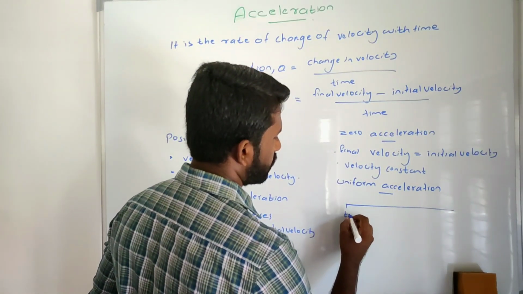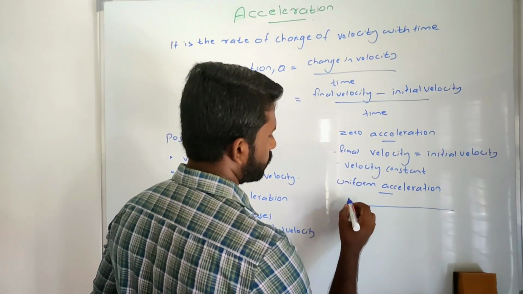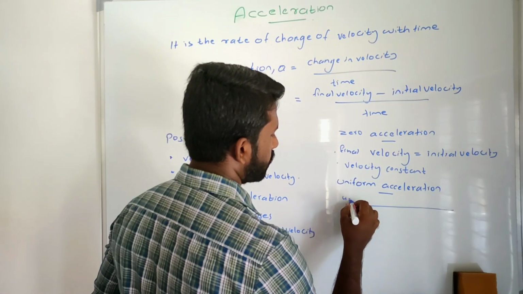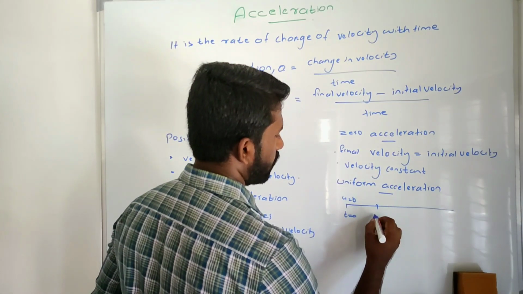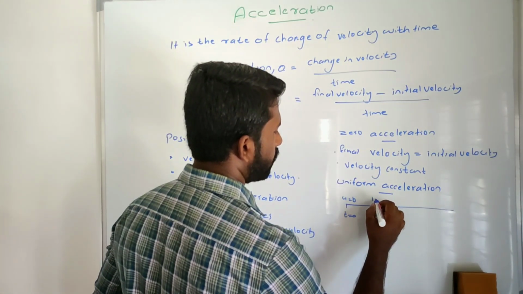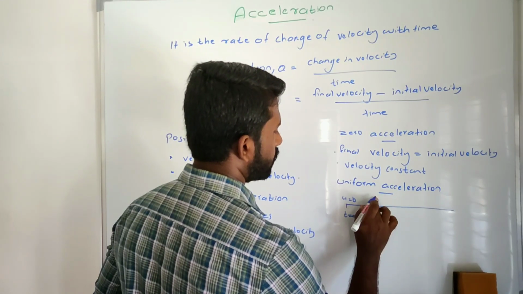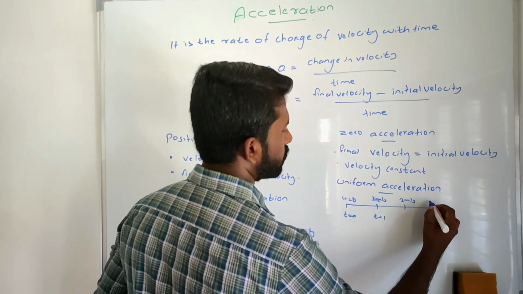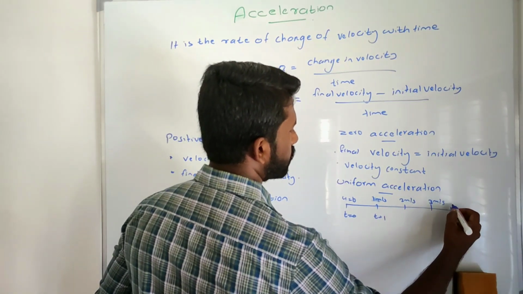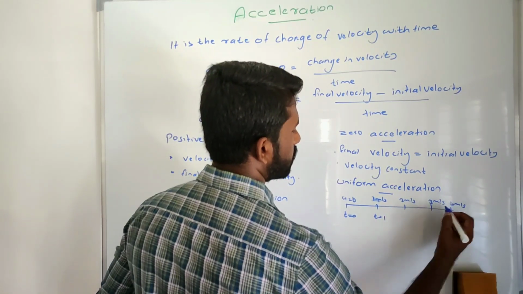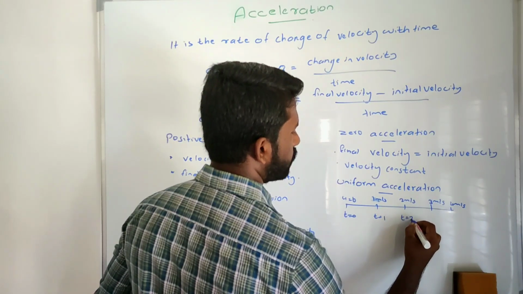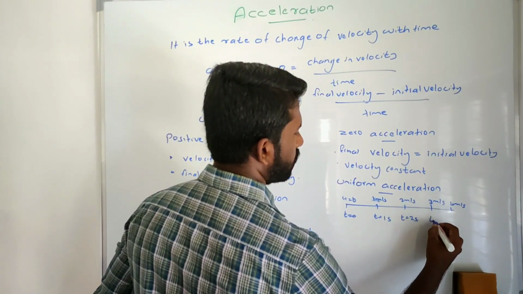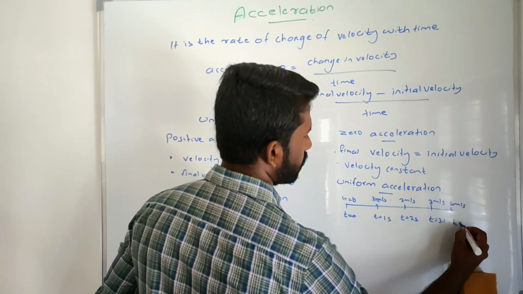Initially the object starts at t equal to 0, with initial velocity u equal to 0. After 1 second, what is the velocity? 1 meter per second. Next, at t equal to 2 seconds, 2 meter per second. At t equal to 3 seconds, 3 meter per second. At t equal to 4 seconds, 4 meter per second.